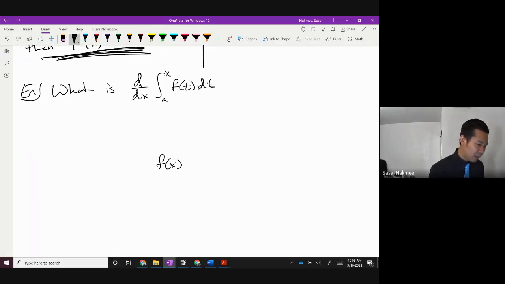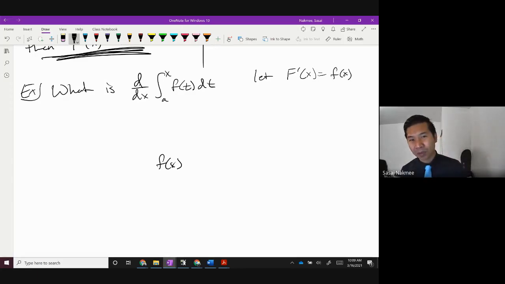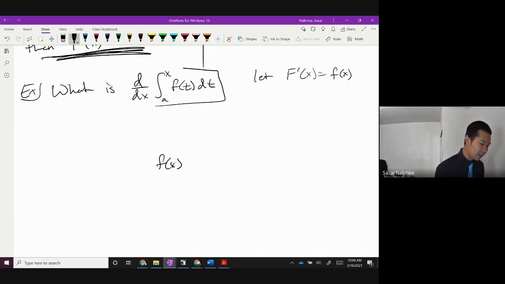First things first, let's let F prime of x be equal to little f of x. Let's let capital F be equal to the antiderivative of f. Okay. So when I do this integral right here, from a to x, I'm going to get, you ready for this?